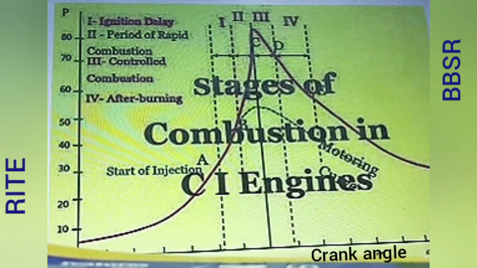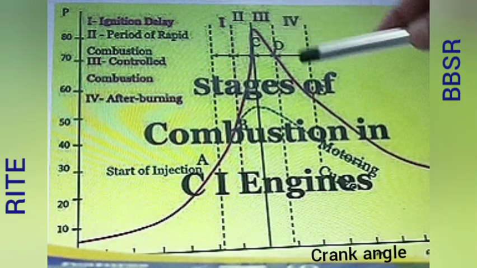The last one is what we call after burning, and during the period of after burning, some combustion does take place. It is not that the period of controllable combustion is the end of the combustion process. Some combustion is also observed during after burning. Some of the unburnt fuel particles, or partially burnt particles, are burnt during this process, and this is represented by DE.